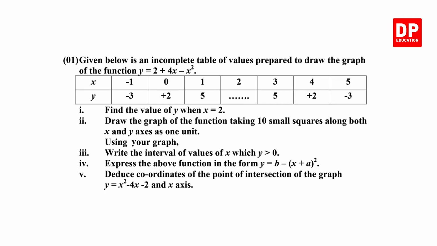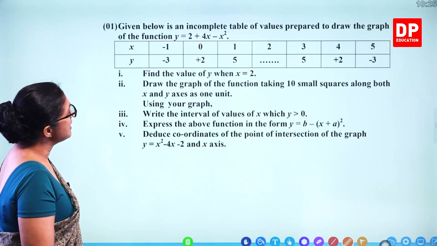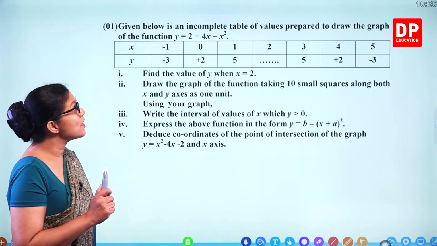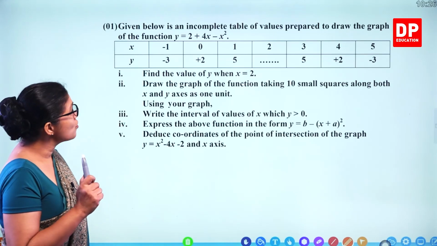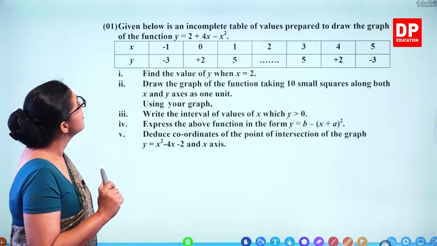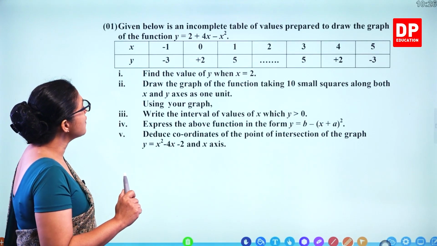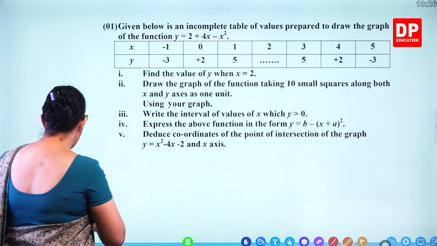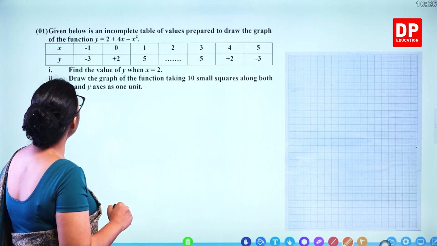Let's take question number 1 from paper 2. Given below is an incomplete table of values. Prepare to draw the graph of function y equals 2 plus 4x minus x squared. So, it's a quadratic graph. So, you have to draw the graph and answer the given questions. So, let's do the question number 1.